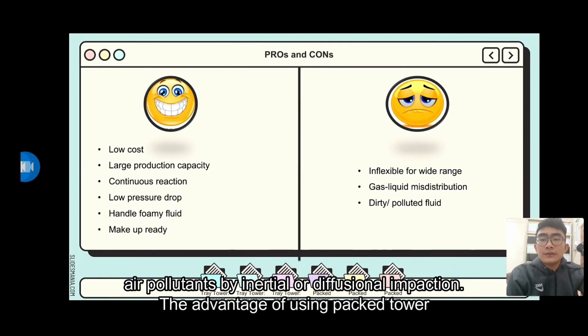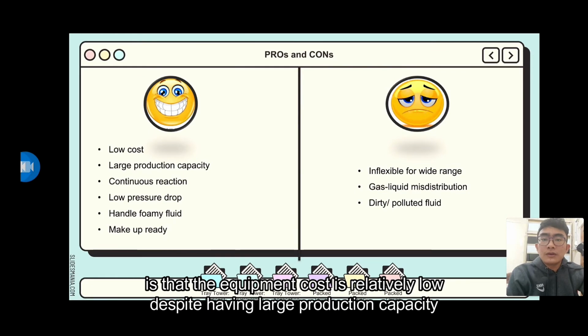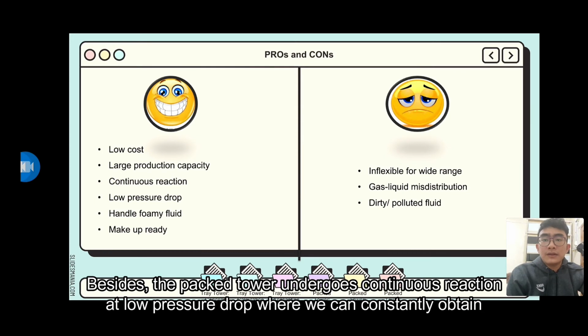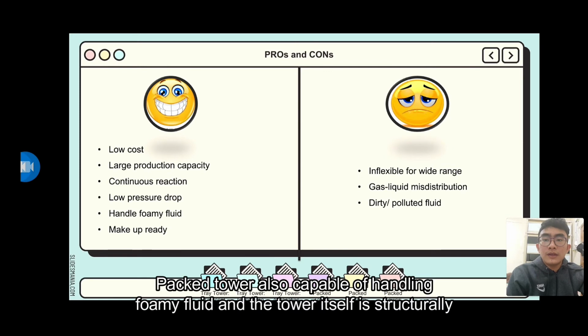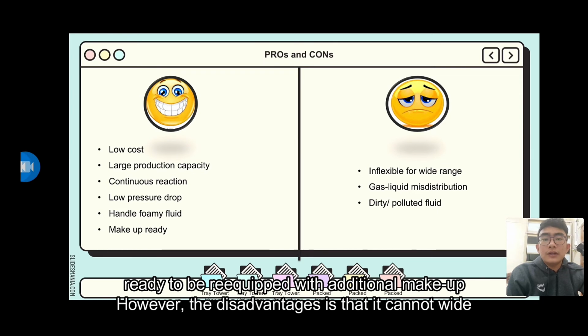The advantage of using a packed tower is that the equipment cost is relatively low despite having large production capacity. Besides, the packed tower undergoes continuous reaction at low pressure drop where we can constantly obtain optimum absorption as long as the tower maintenance is well kept. The packed tower is also capable of handling foamy fluid and the tower itself is structurally ready to be re-equipped with additional makeup.